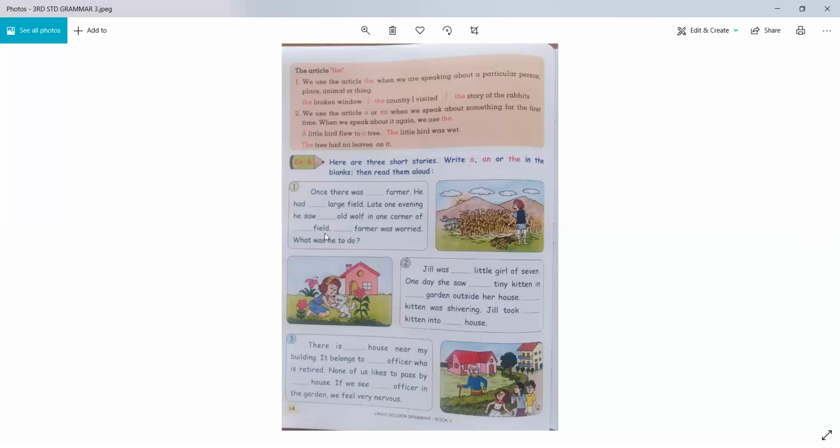Now in this, the field. What is field? It is a thing. फील्ड एक थिंग है ना, उसकी खेती है, किसकी? फार्मर की. तो हम उस चीज के बारे में बात कर रहे हैं. थिंग मतलब उसकी कोई चीज के बारे में. So here what do we have to use? The field. ओके, आपको समझ में आ गया the कहाँ लगाना है?